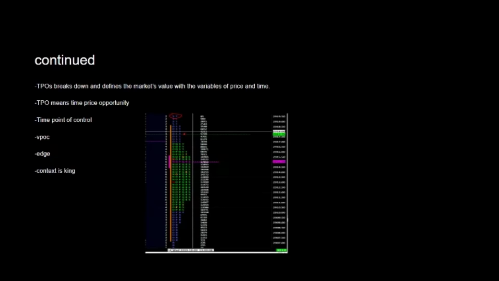But what I personally like to use is something called a VPOC, or volume point of control, which is basically the price level where there is the highest amount of volume or business transacted. So it will be represented by this pink line right here.